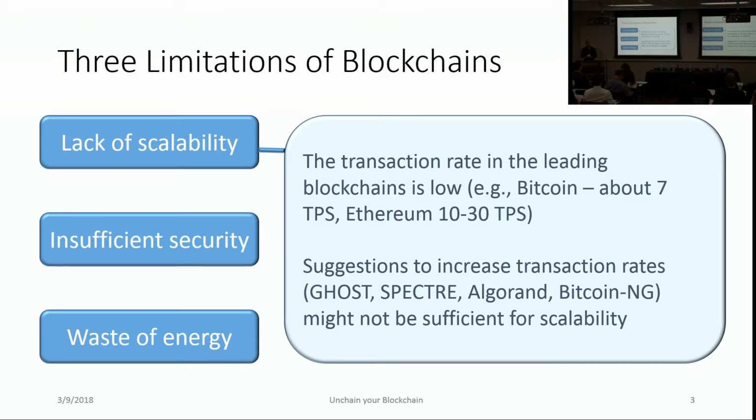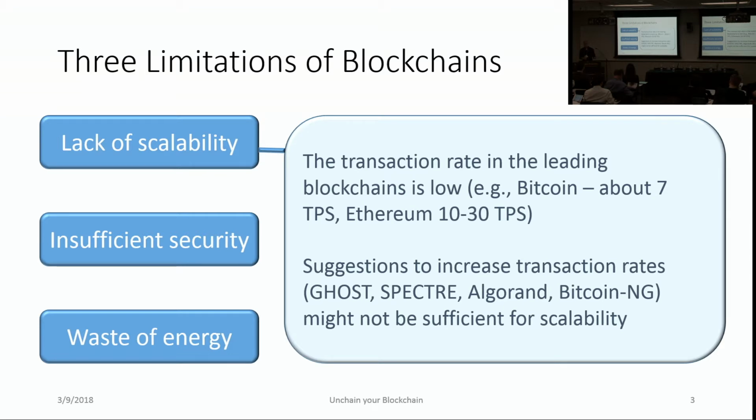One of them is lack of scalability. The transaction rate in leading blockchains is still very low, a few transactions per second. In particular, Bitcoin and Ethereum cannot scale to the level of thousands of transactions per second, which you expect in a commercial system that, for example, processes credit card transactions and things like that.